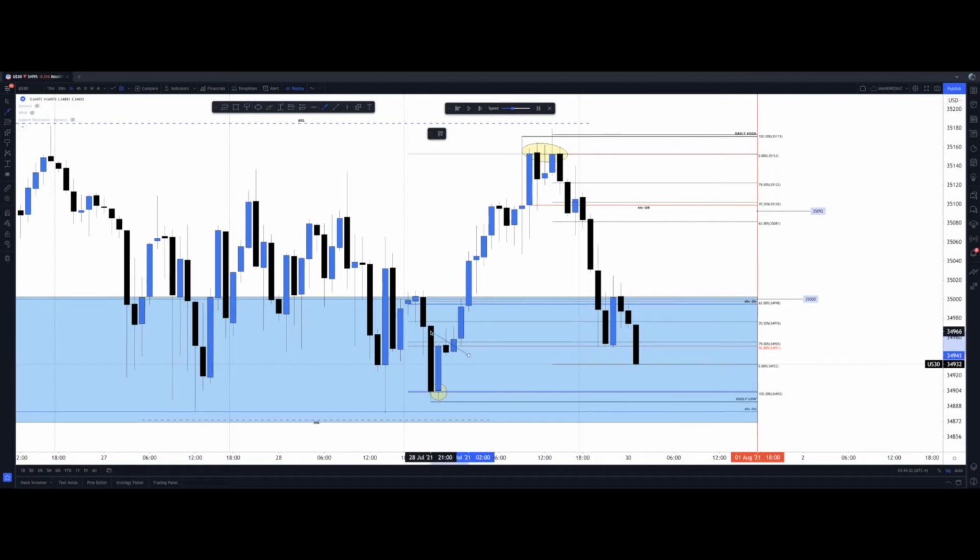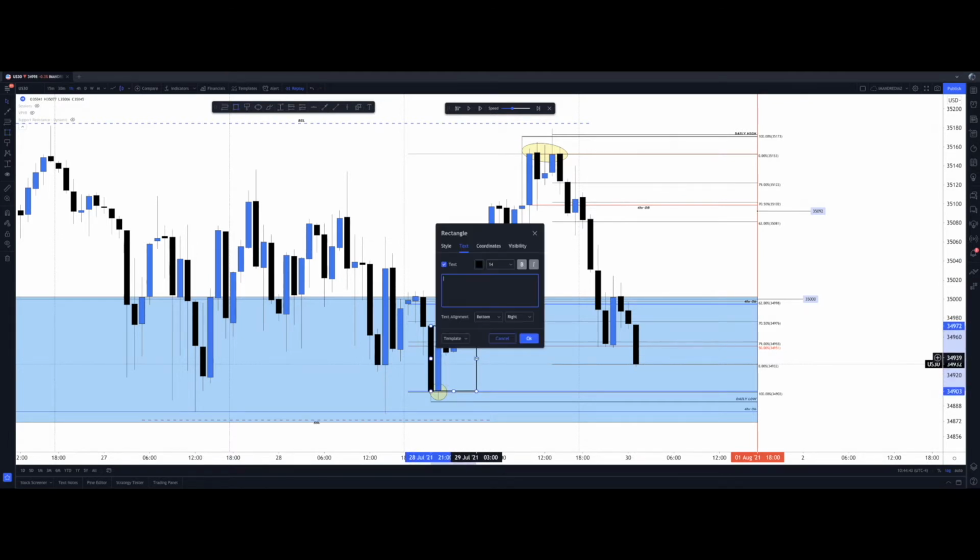And right here, this last down candle before this up move inside this 4-hour order block is a 1-hour order block. So now we can also mark this up. I'm going to make this red, and this is going to be our 1-hour order block.